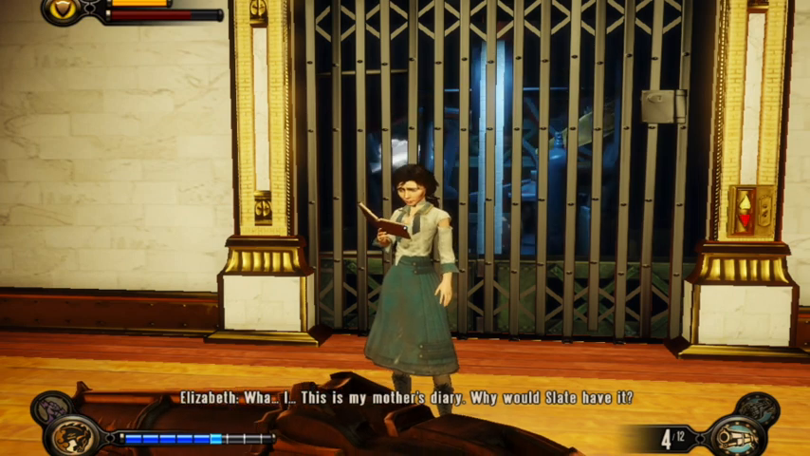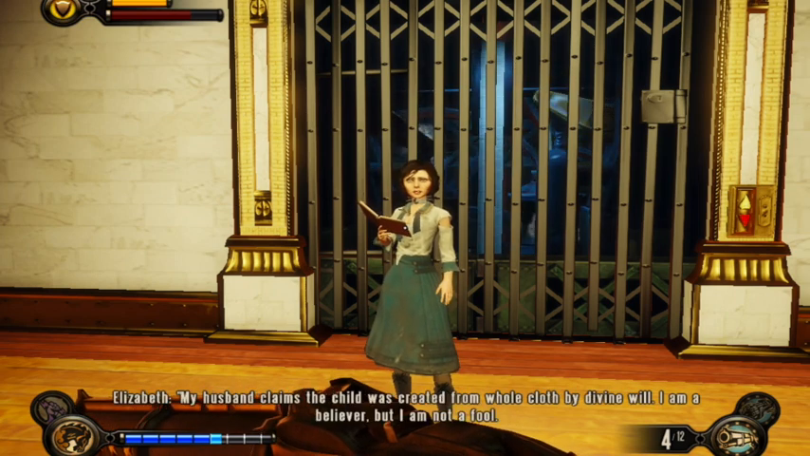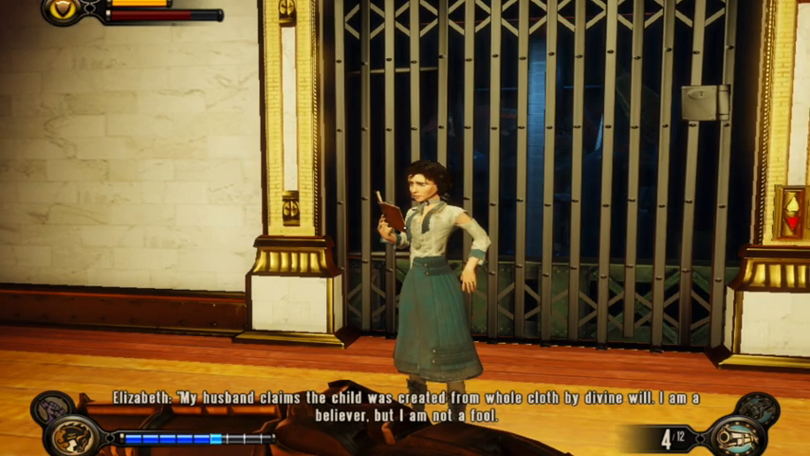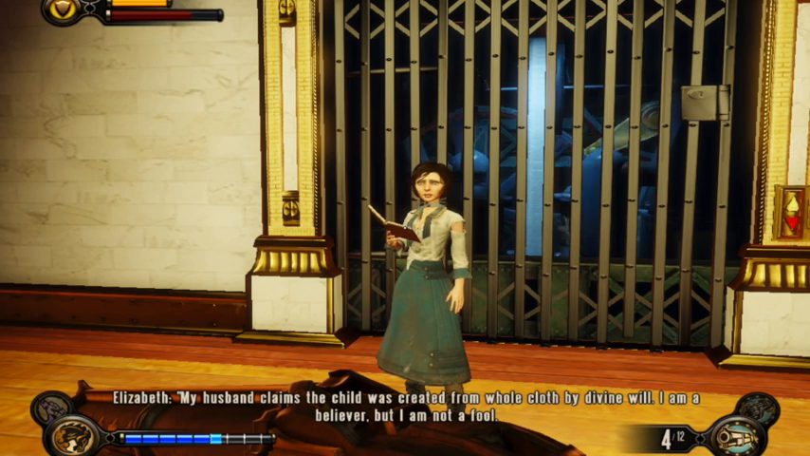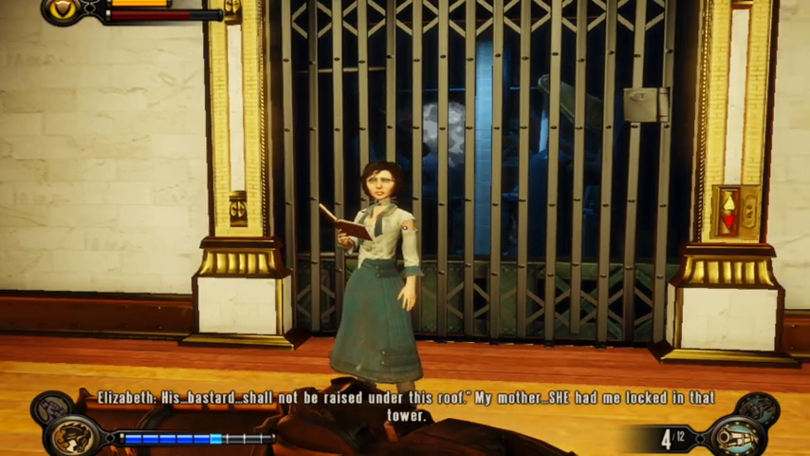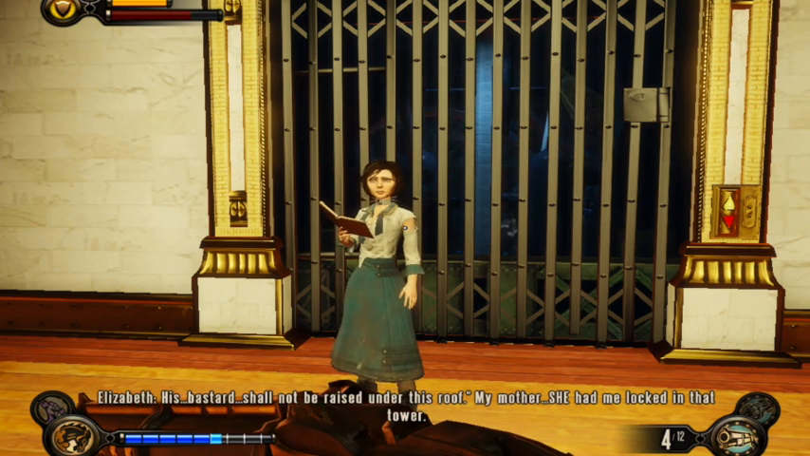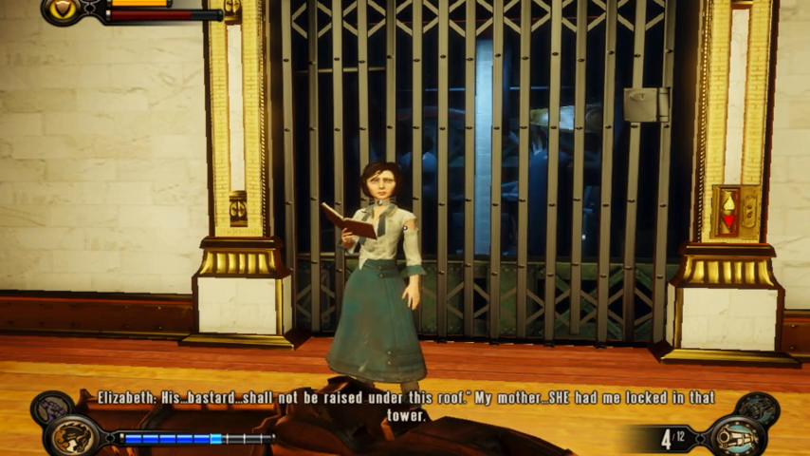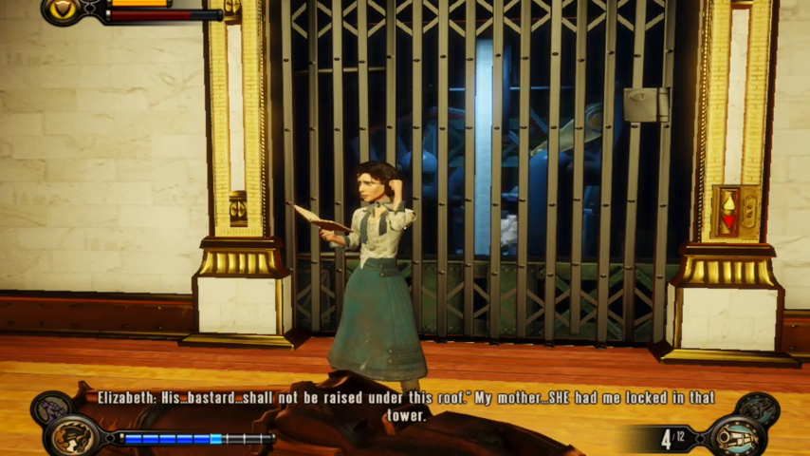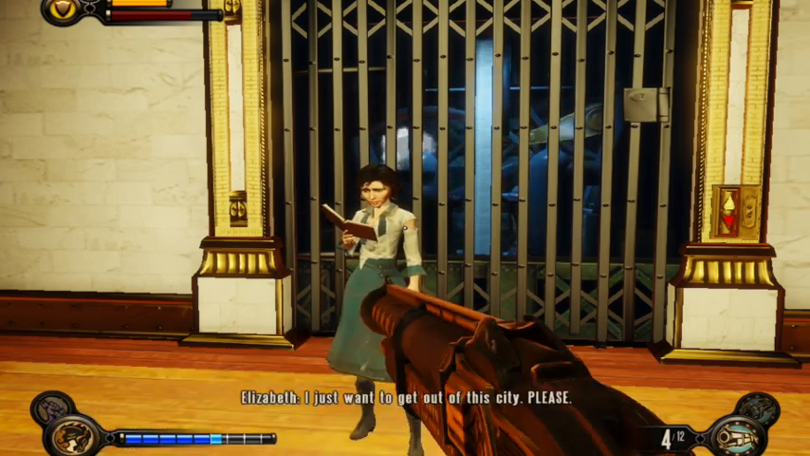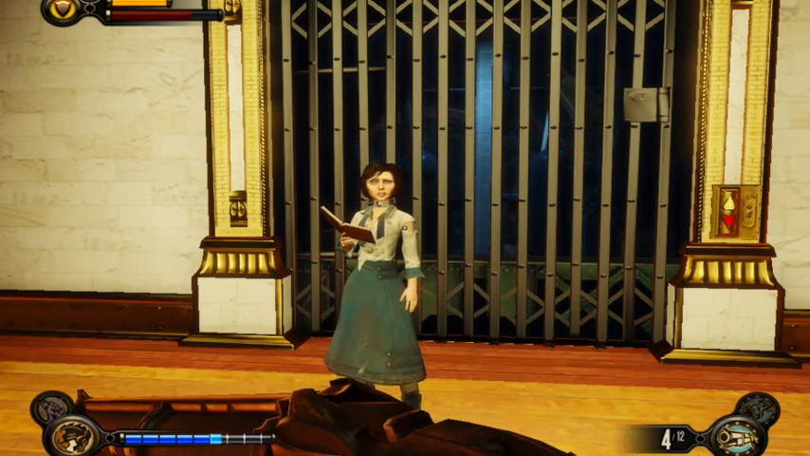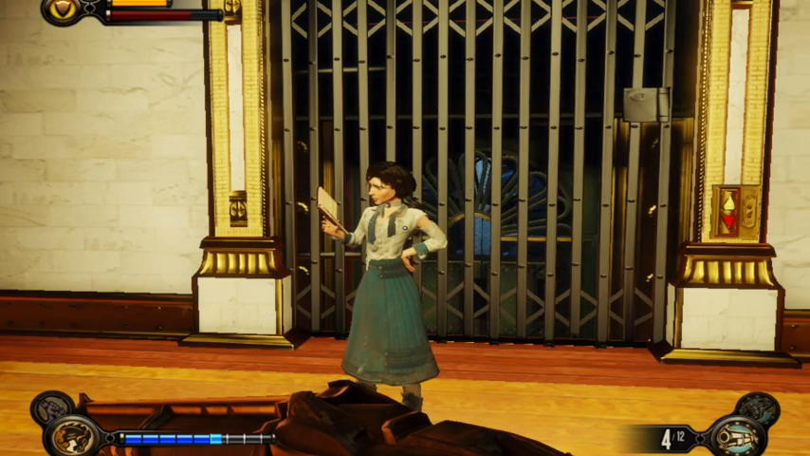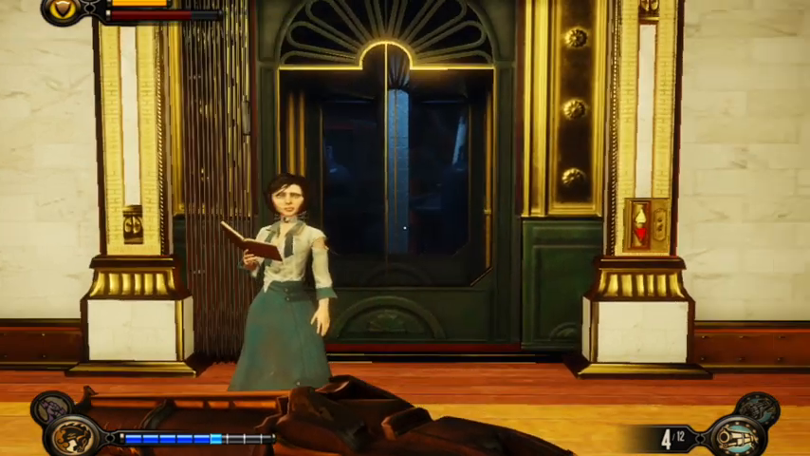And right now she's helping push the story along by providing exposition. She's explaining her circumstances and how she found herself in the position she's in right now. And you can see a statement there, "I just want to get out of the city, please." That gives you a clue as to what you should be doing next, which is getting her out of here.